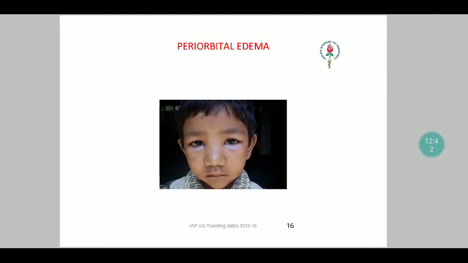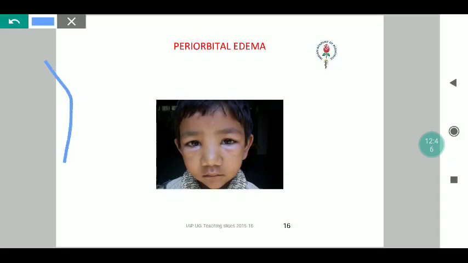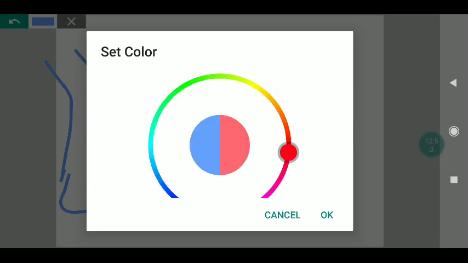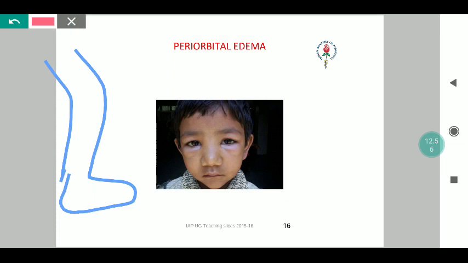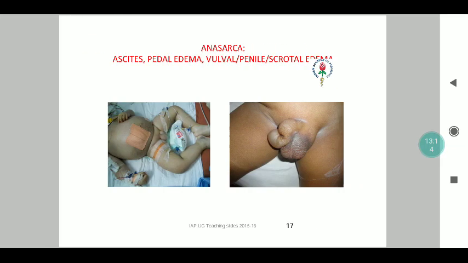Now, we all know the gradings of edema. I will just revise that once. So with this, just assuming this is a leg, grade 1 edema is below the ankle. This is grade 1. Grade 2 is below knee. Grade 3 is above knee. And grade 4 is generalized or anasarca. So those are the rough grading of edema.